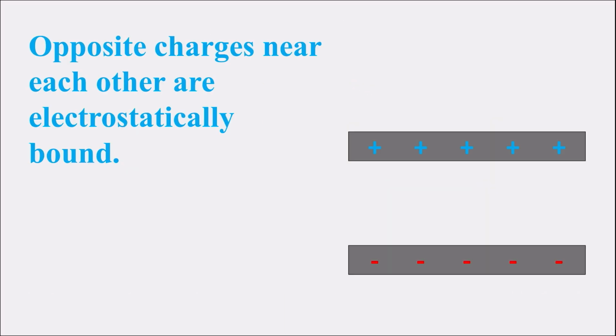So pulling the plates apart of the isolated capacitor increased the energy stored. That's because opposite charges near each other have a negative potential energy because they're electrostatically bound. If I wanted to take one of two oppositely charged plates and move it far away, where U is 0, that motion would involve positive work.